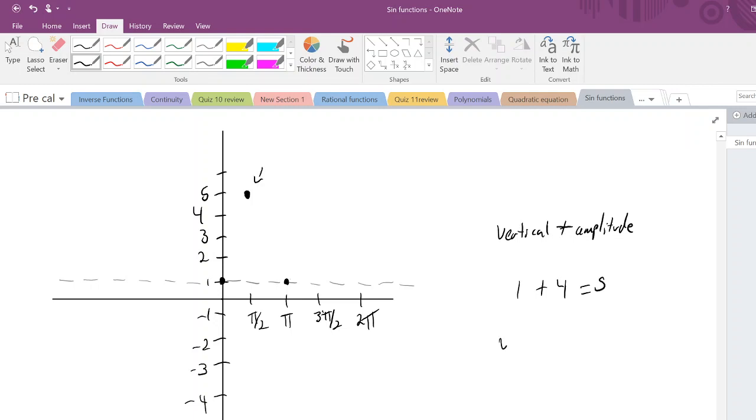And then I had the vertical minus the amplitude, so this is how I'm going to get my other point. In this case 1 minus 4 is going to be equal to negative 3. So that's how I know. Then I have to go to 3 pi over 2, and it's going to be at negative 3, somewhere around there. And then the last one is going to go back to there. So if I graph this, it's going to look like this.